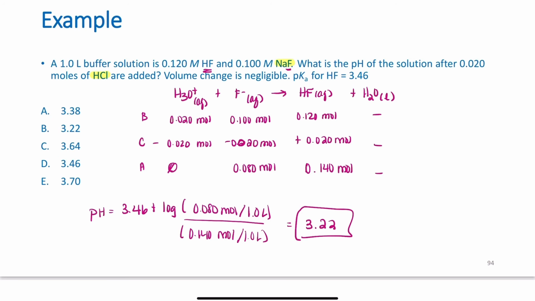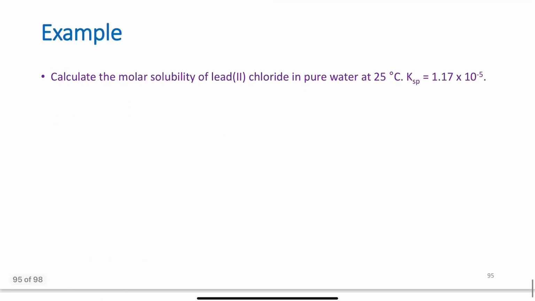Does it make sense? I had a buffer that had originally a little more HF than NaF anyway, which means the pH would be a little bit below the pKa value anyway. And then I added some more acid to it, which means the pH went even lower. So yes, this answer makes sense.